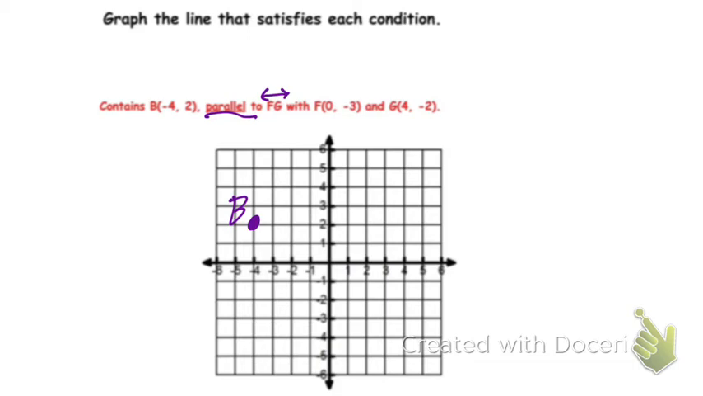Do we know any other points on this line right now? No, but we do know it's parallel to another line, and we know it has those points. What do you know about parallel lines? They never touch and they have the same slope. Okay? If we found the slope between points F and G, would we know the slope of the line we want to graph?